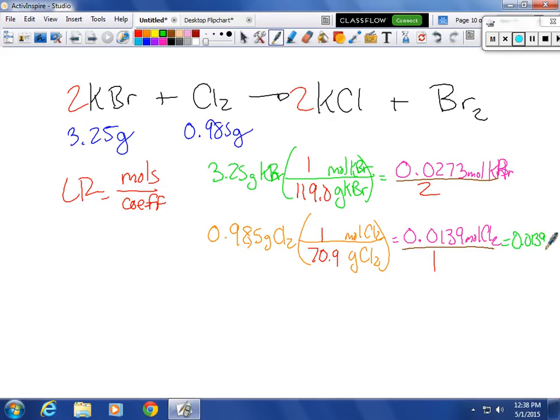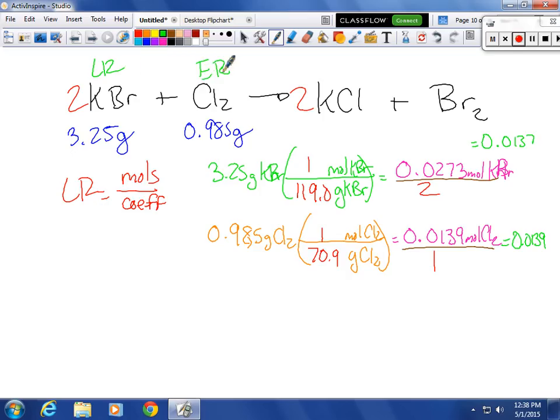I know I'm cramming this in over here on the side. But what is 0.0273 divided by 2? 0.0137. So who is my LR? KBr. And that's an interesting concept. Look back at those blue numbers. We now know that KBr is our LR and Cl2 is our ER.